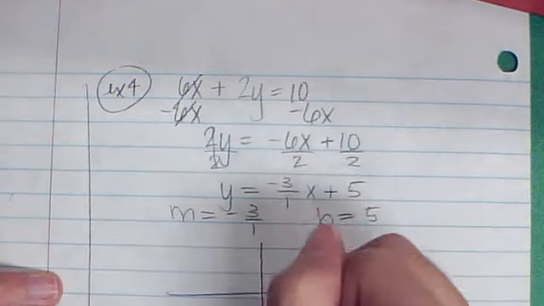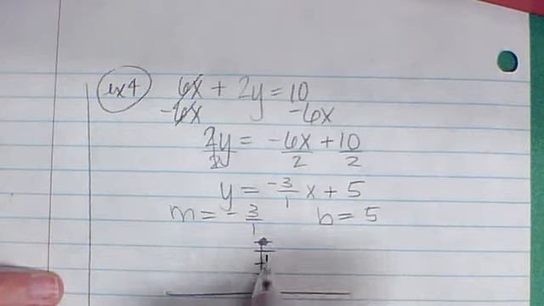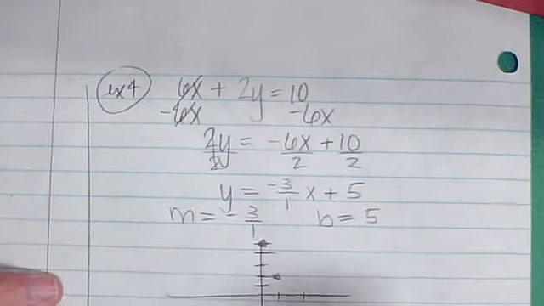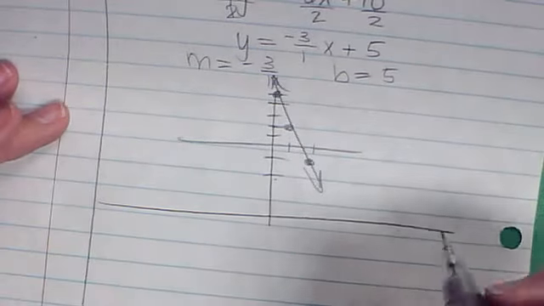And in fact, we've already graphed this one once today. I'm going to start at 5 and go down 1, 2, 3, and over 1. And down 1, 2, 3, and over 1 again. You can connect those lines, and now I have a nice line. And that's it for today.